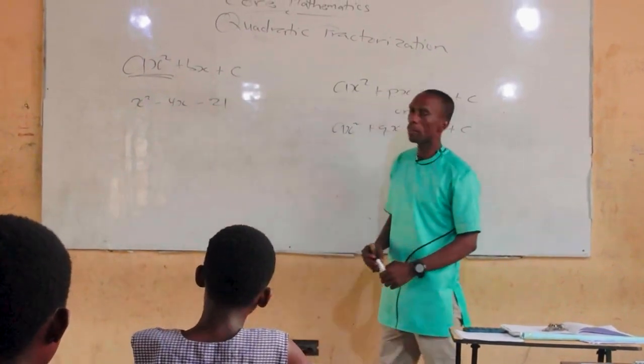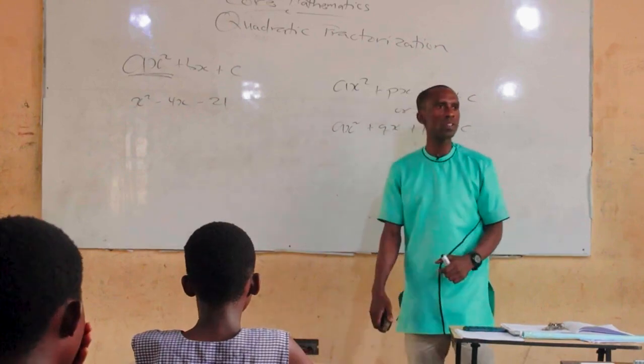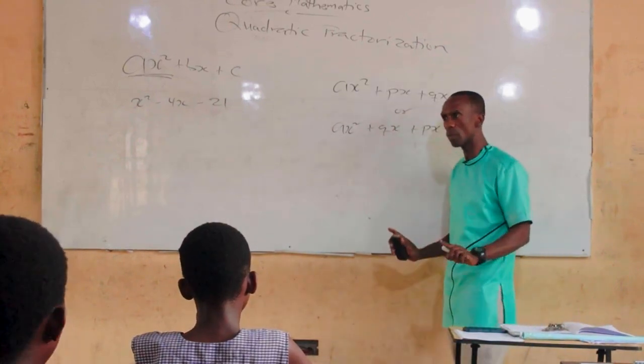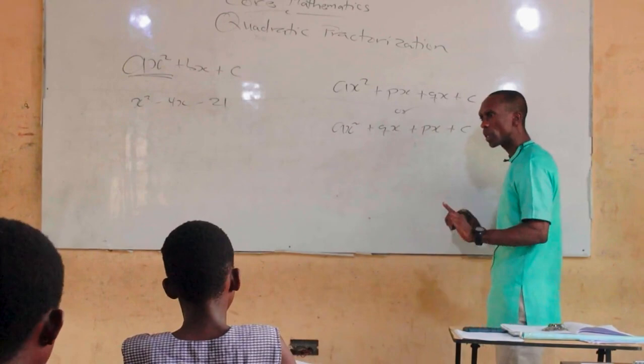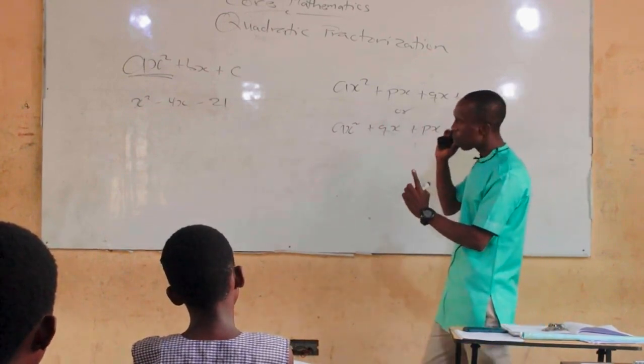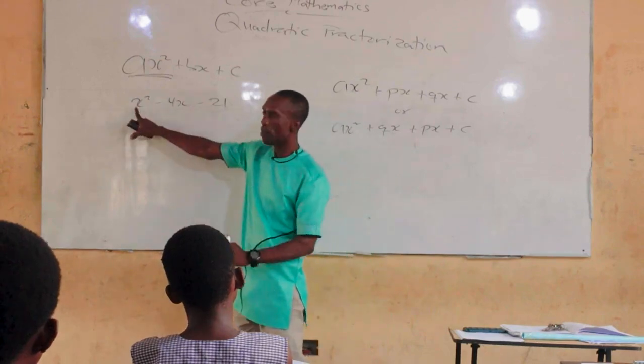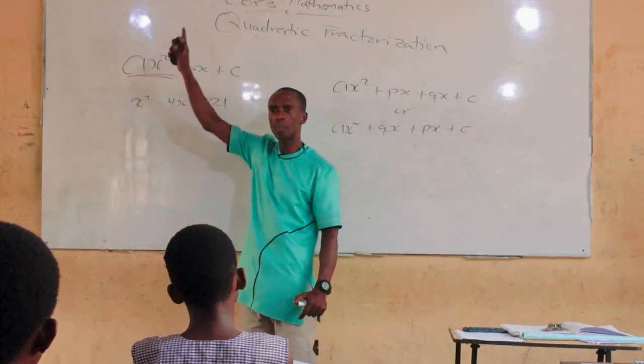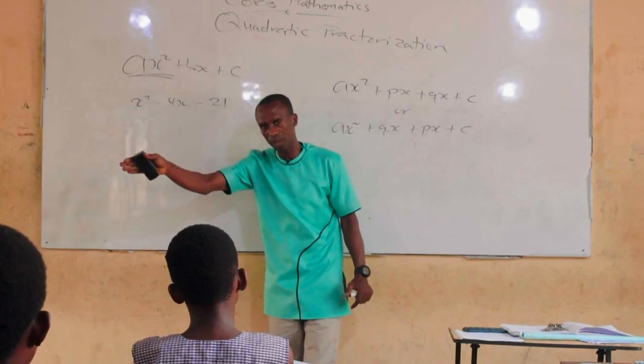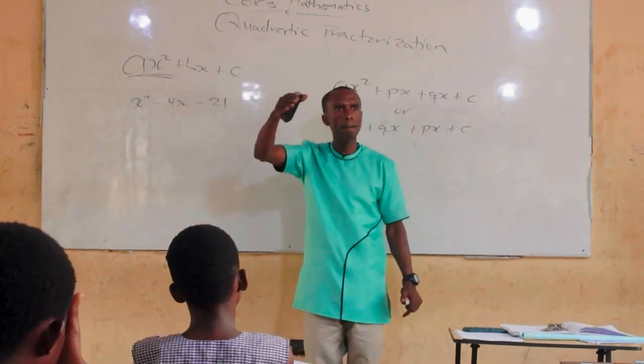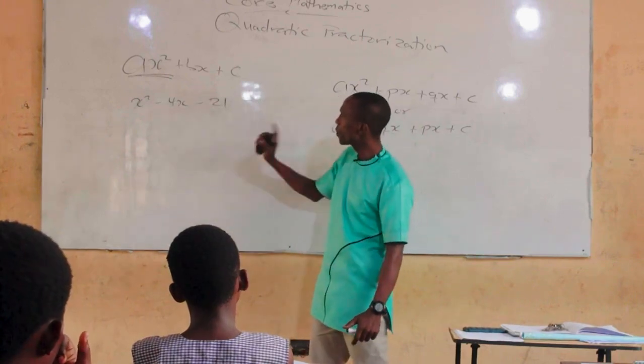So x squared minus 4x minus 21. Don't write. Pens down, heads up. Stop whatever you are doing, focus on the board. What is the coefficient of the quadratic term? If you know it, raise up your hand, then you have the chance to answer the question. Yes, Juanita? Positive 1. Coefficient of x?